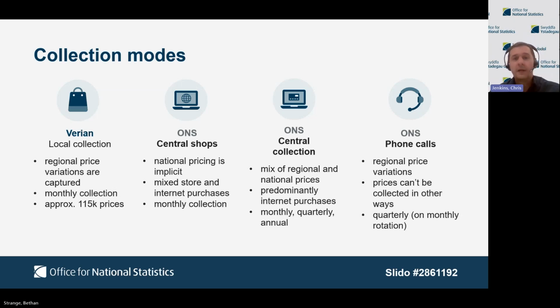Firstly, our local collections, which are carried out on our behalf by a third party, Varian. We call it local collection as, via Varian, we send price collectors into the stores and shops around the country to collect the prices for items within our basket. These price quotes are collected monthly from local shops across all regions, and roughly 80% of all raw price data is collected this way.